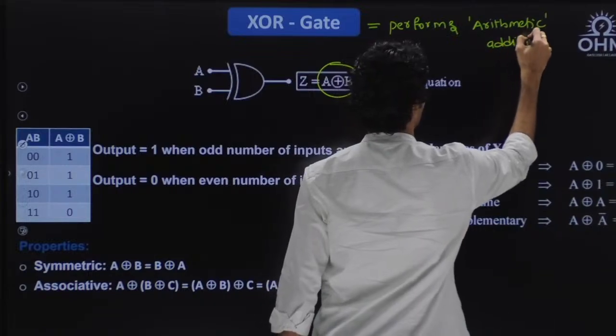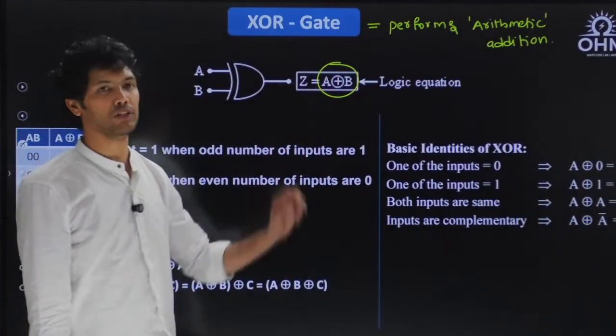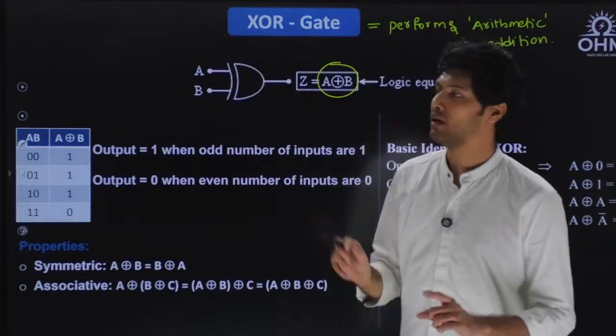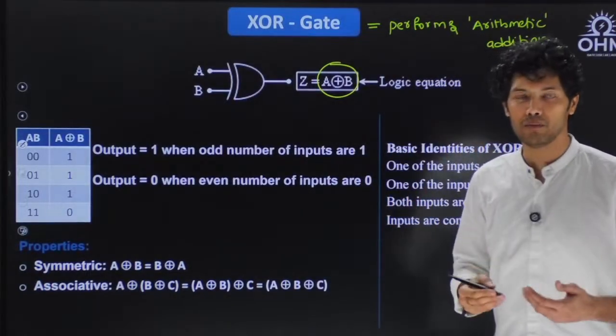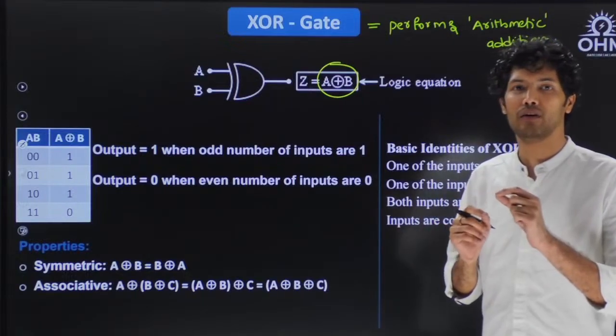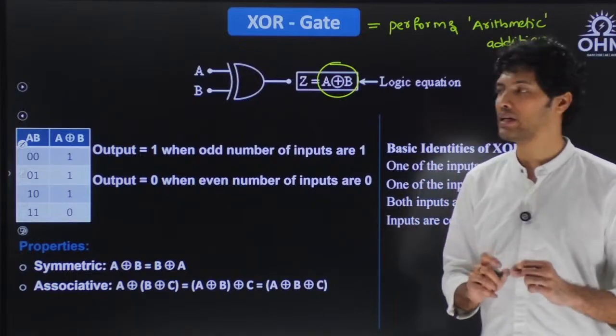See, XOR and OR both perform addition only. XOR performs arithmetic addition, whereas the OR gate performs logical addition. Both are not one and the same. Arithmetic addition is basically adding the numbers, and in case of the logical OR operation, we are logically adding the numbers. Here we are arithmetically adding the numbers.